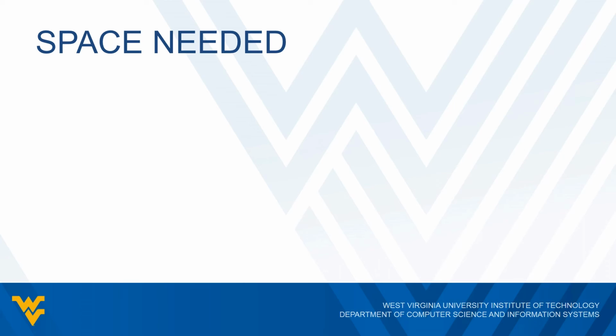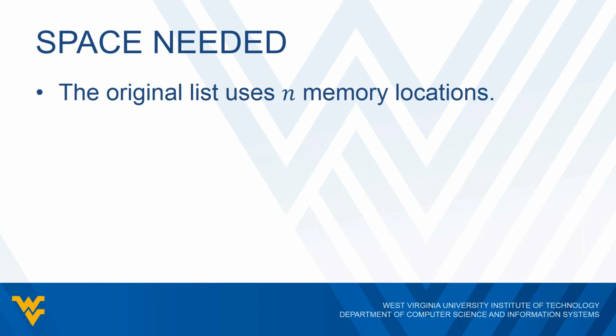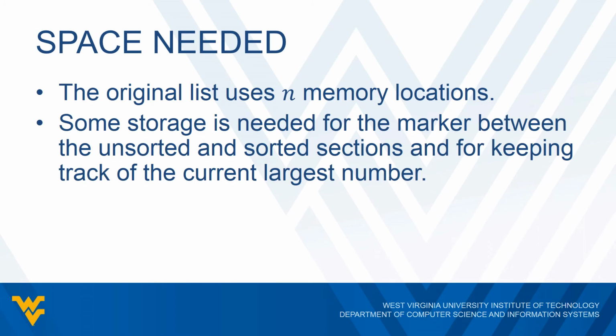The question now is, how much space do we need? Well, the original list needed n memory locations, so our input is of size n. We do need some storage to keep track of the marker and where it is to separate the sorted and unsorted portions of the list, and we also need to keep track of the current largest number. It's not much space. It's a very small amount of space when you consider the size of our input.